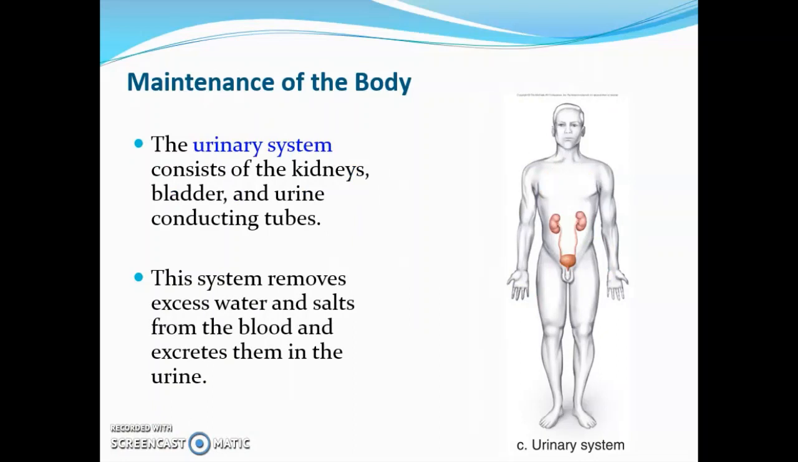The urinary system, also known as the renal system or urinary tract, consists of the kidneys, ureters, bladder, and the urethra. The purpose of the urinary system is to eliminate waste from the body, regulate blood volume and blood pressure, control levels of electrolytes and metabolites, and regulate the blood pH.